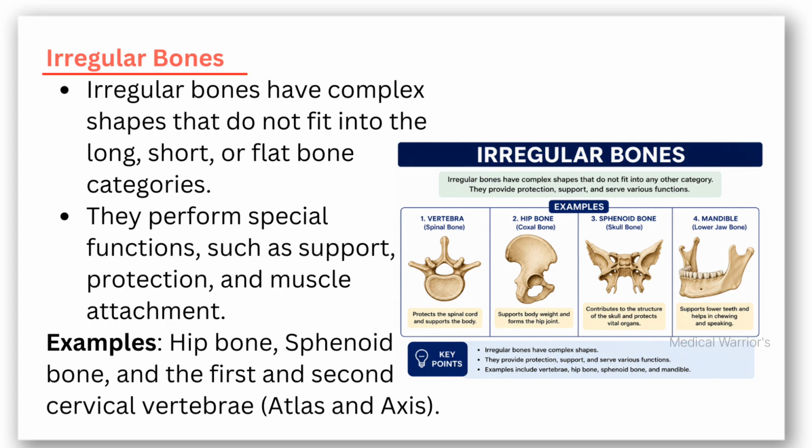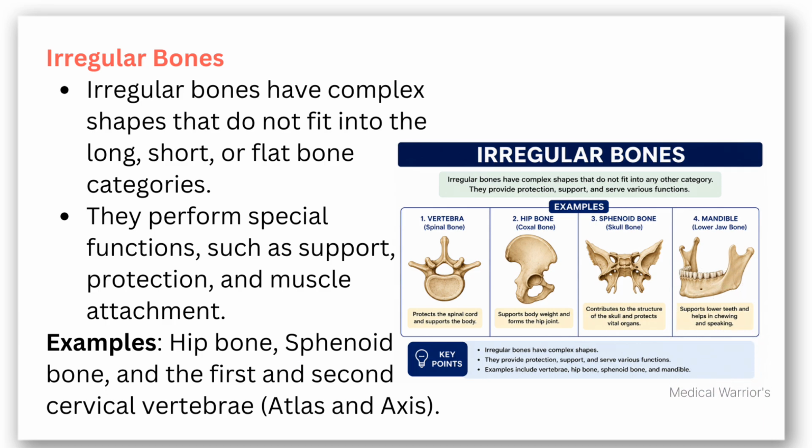Next, irregular bones. Irregular bones have complex shapes that do not fit into the long, short, or flat bone categories. They perform special functions such as support, protection, and muscle attachments. Example: hip bone, sphenoid bone, and the first and second cervical vertebra.